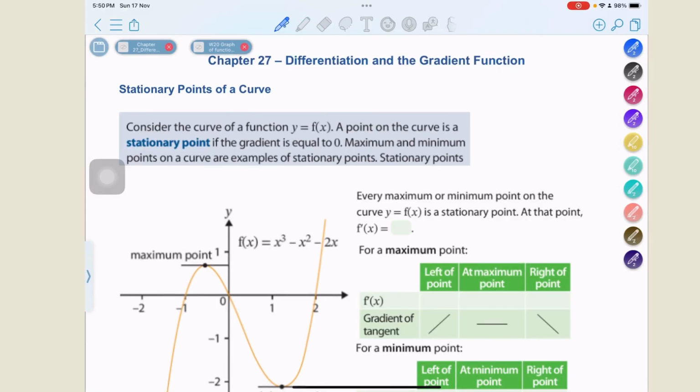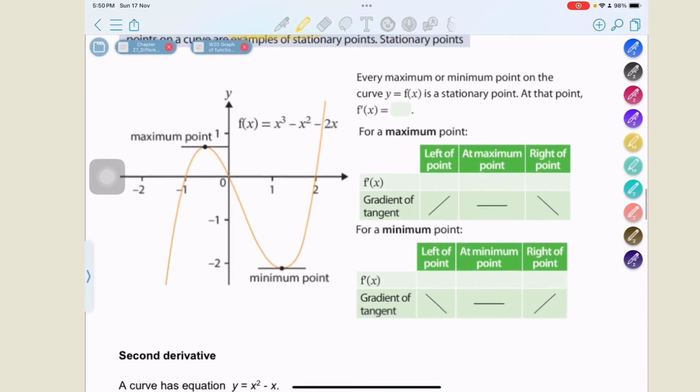Everyone. Okay, today what we're going to learn for the second part of chapter 27, differentiation and gradient functions, is stationary point of a curve. Okay, now consider a curve, right? A point in a curve can be stationary when the gradient is equal to 0. When the gradient equals 0, your curve may have a maximum or minimum point. Okay, now we look at the example.